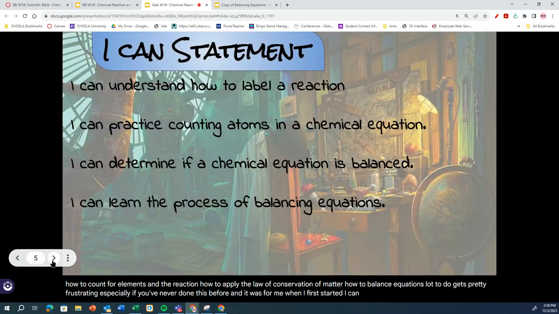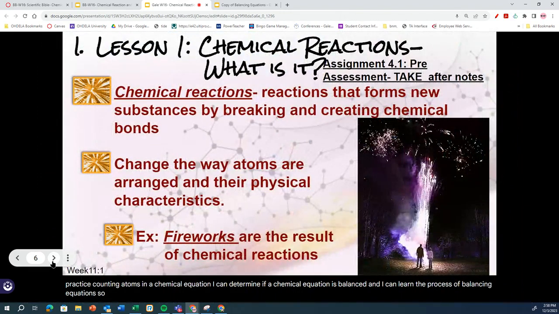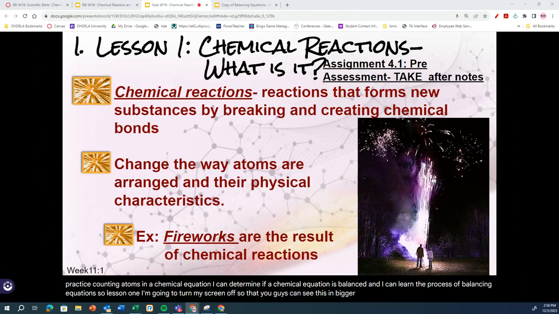I can understand and label the reaction. I can practice counting atoms in a chemical equation. I can determine if a chemical equation is balanced, and I can learn the process of balancing equations. So lesson 1, I'm going to turn my screen off so that you guys can see this in bigger scope.